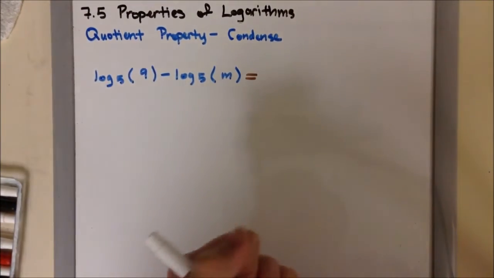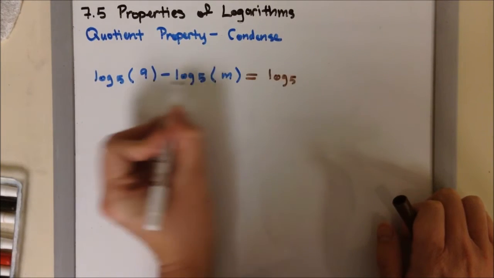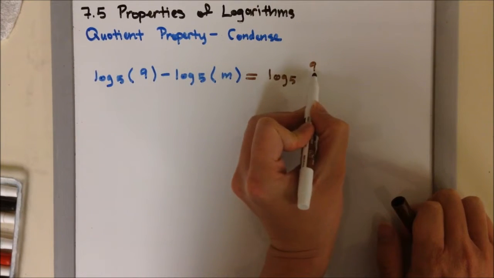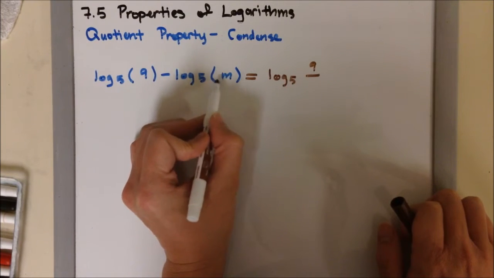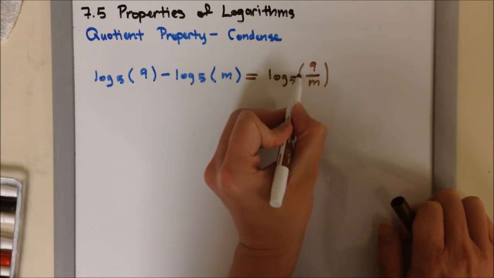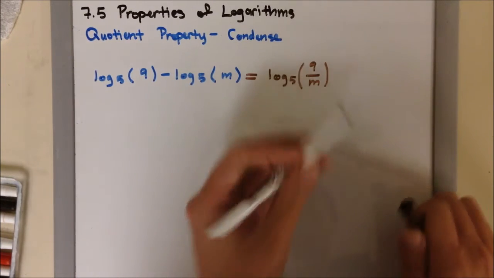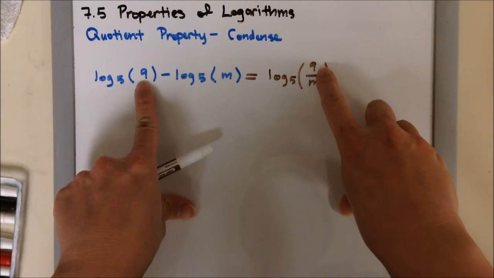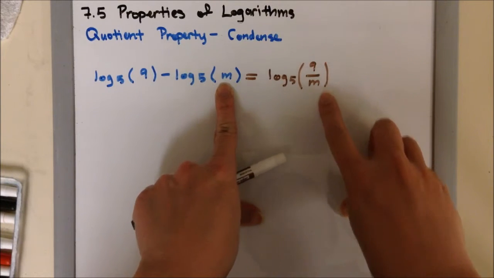So in our single log, it's going to be written as log base 5, and then I have my 9 first, so I'm going to put 9 on the top, and then my divide, and then what I have second, the m, will be in the bottom. So this is my condensed form for this example, log base 5 of 9 over m. So again, the 9 came first, so I wrote the 9 on the top, and then the m came second, so the m is written at the bottom.